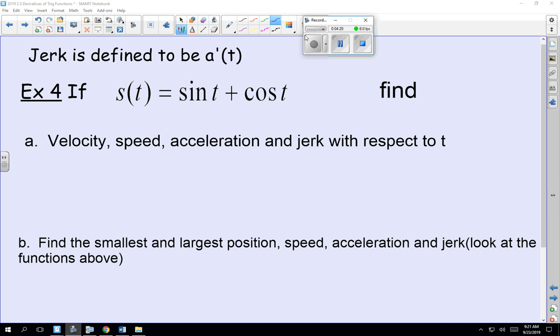All right, and then we have one more physics definition for you guys, and that is the third derivative of the position function in physics, or the first derivative of acceleration, is called jerk.